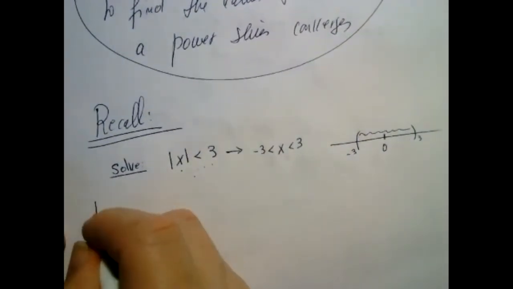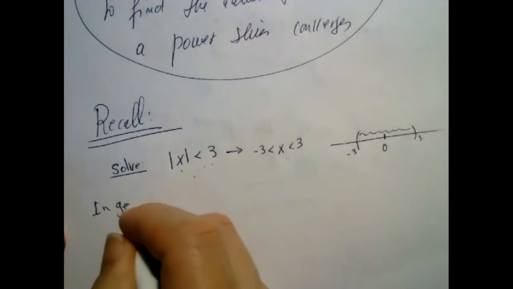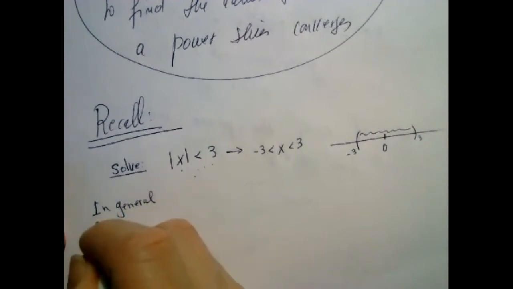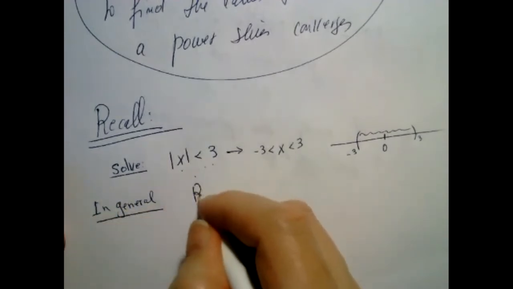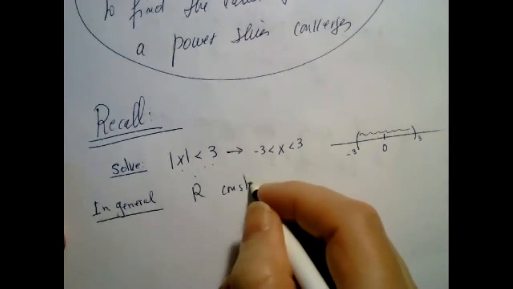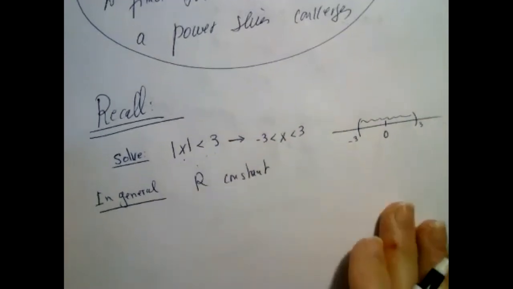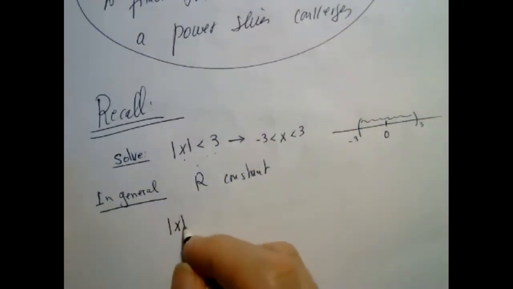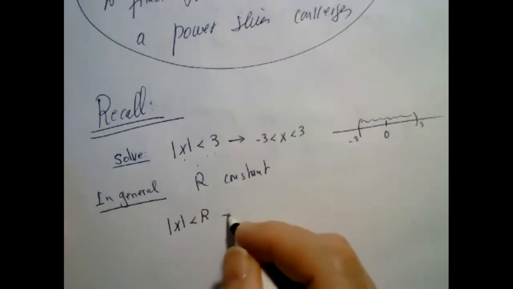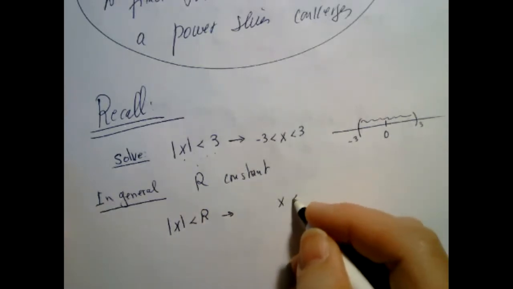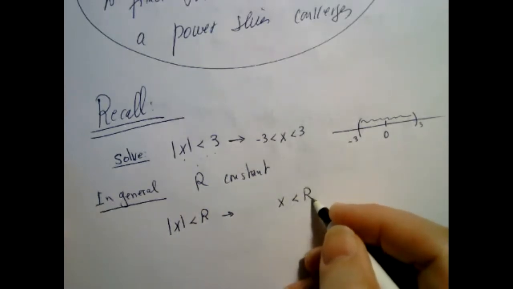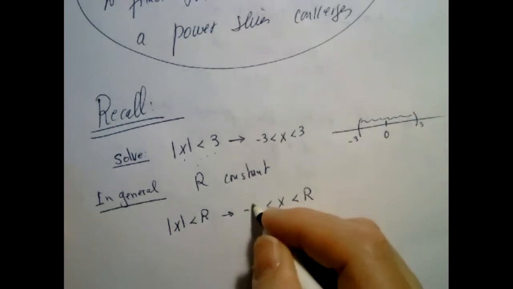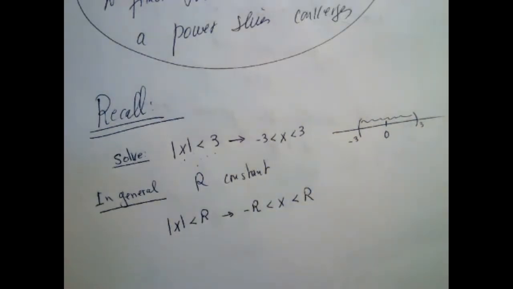So in general, suppose r is a constant, r is a number. Then if the absolute value of x is less than r, it means that x has to be between r, the largest value it can take, and -r, the smallest it can take. It cannot take anything else. So that's what absolute value means.